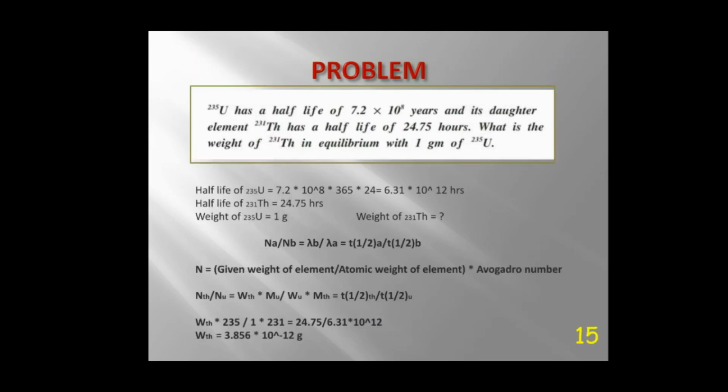Now this is a problem. Based on these types of equations we can solve many problems. Here we have uranium of mass 235, which has a half-life of 7.2 into 10 raised to some power years, and thorium of mass 231, which has a half-life of 24.75 hours. Here the weight of the uranium 235 is given. Our aim is to find the weight of the thorium 231.